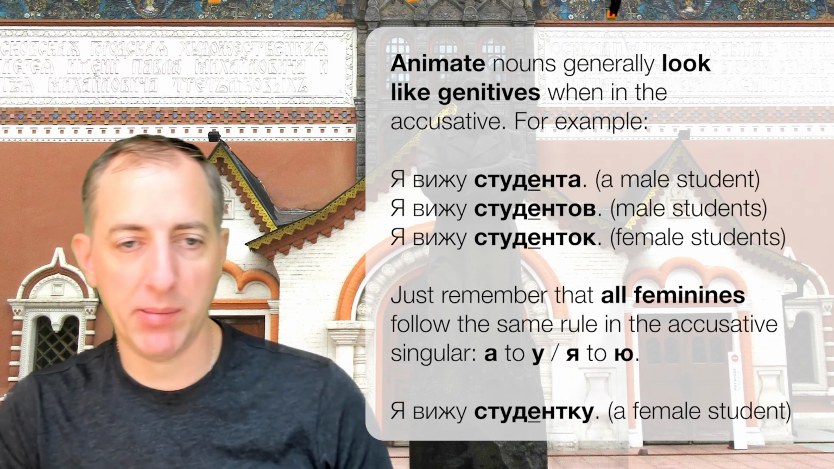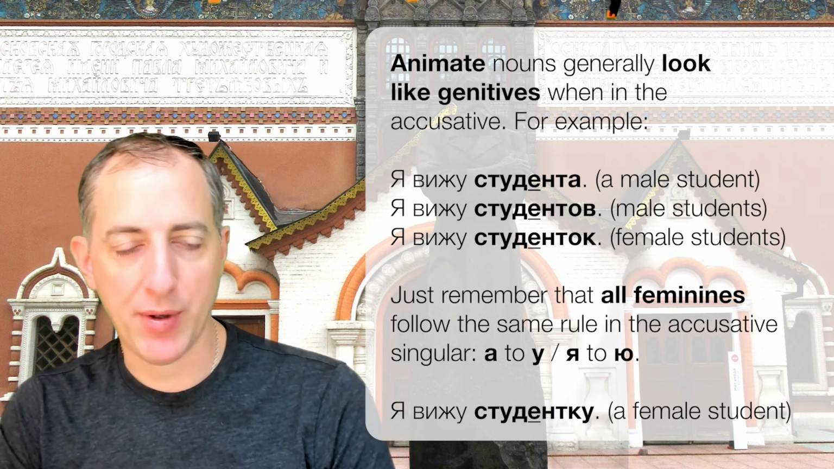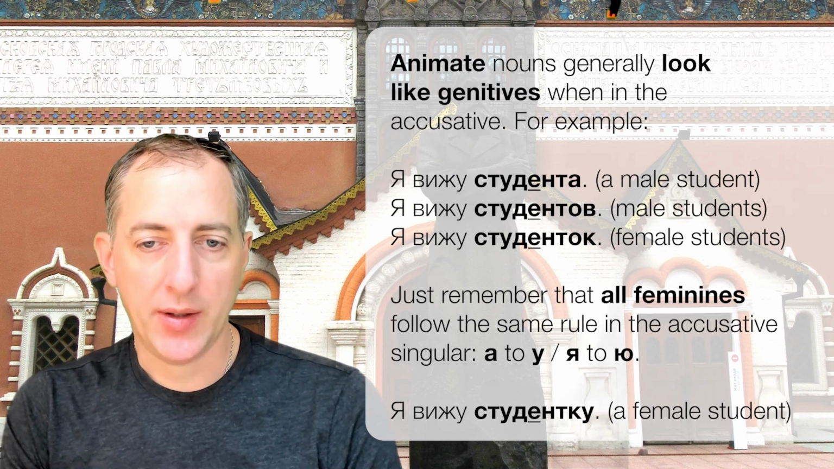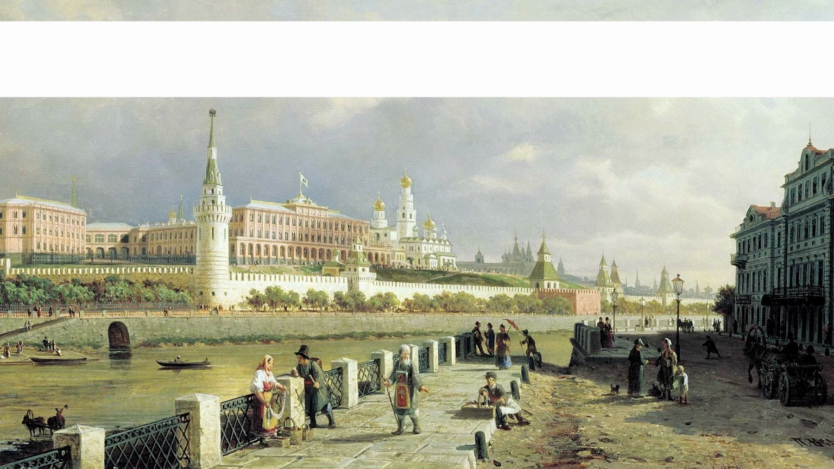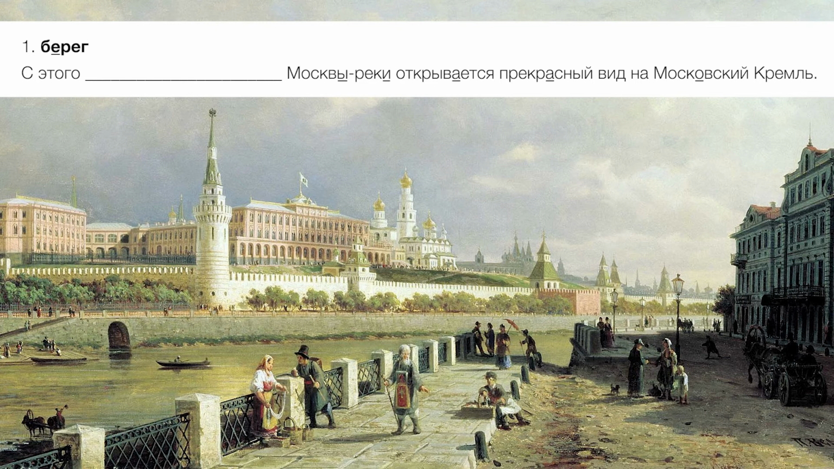Okay, so let's fill in a few blanks and describe the painting, working now with masculine nouns. Okay, from this shore, or from this, bereg is a shore or a bank, like a river bank. From this bank of the Moscow River is opened, right, passive verb, a wonderful view onto the Moscow Kremlin. So I'm just translating very literally. Remember that the Moscow Kremlin is the most famous Kremlin, but a lot of old Russian towns have a Kremlin. That was just the old fortified center of the old Russian city.